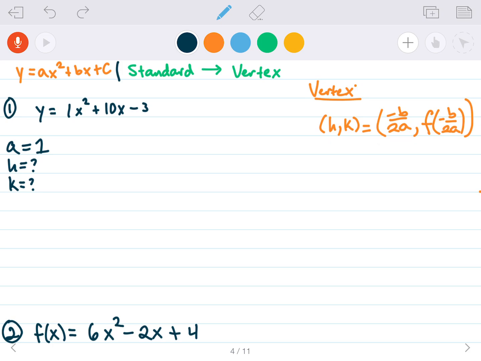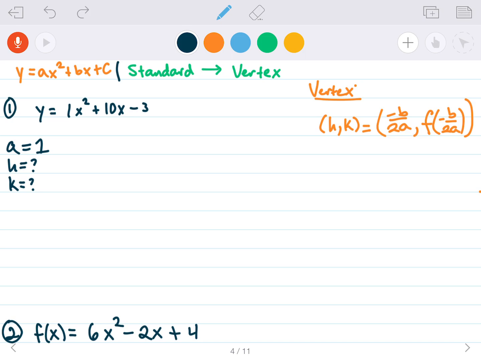Now, your textbook is going to show you a method called completing the square, which is a valid method, and it's good to learn. So if you're curious, you can read up on that. But I'm going to teach it this way.